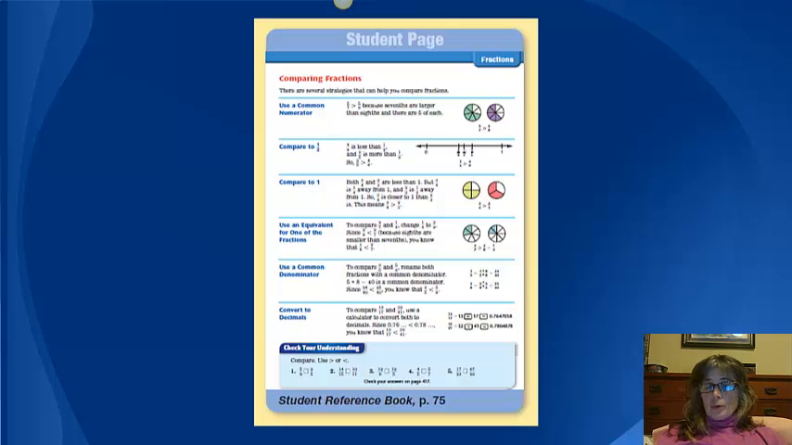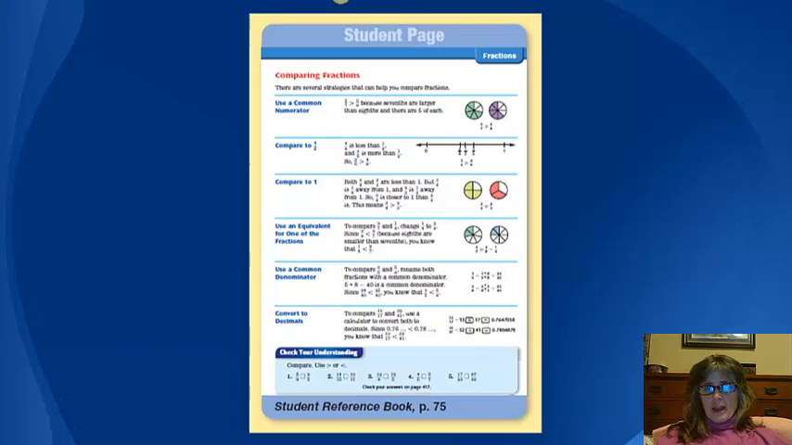If you have a common numerator, then absolutely you're going to be able to tell which fraction is larger and which fraction is smaller. For example, here it looks like there's a 5 in the numerator, and then the denominators are different. The denominator for one is 7 and the other is 8. Well, 7 pieces is larger than 8 pieces. So that's one.